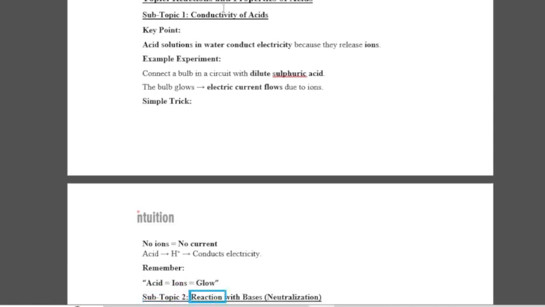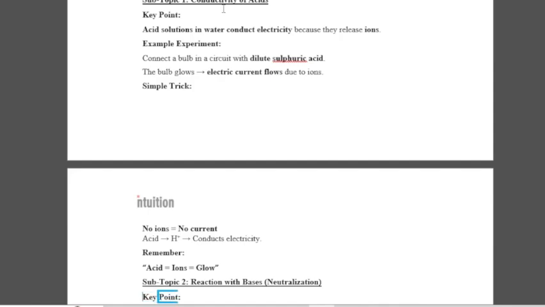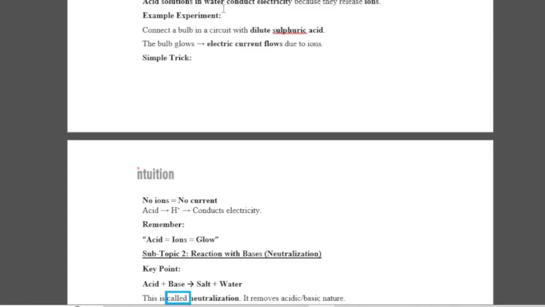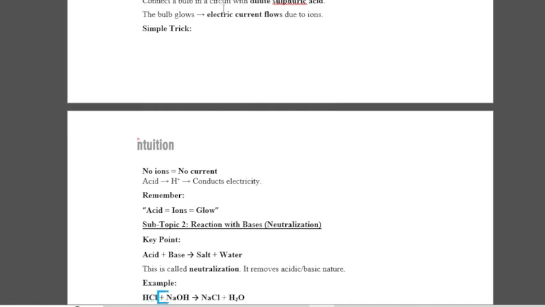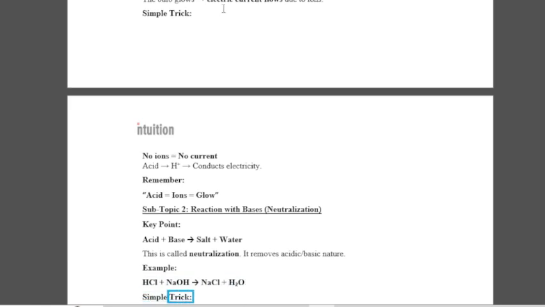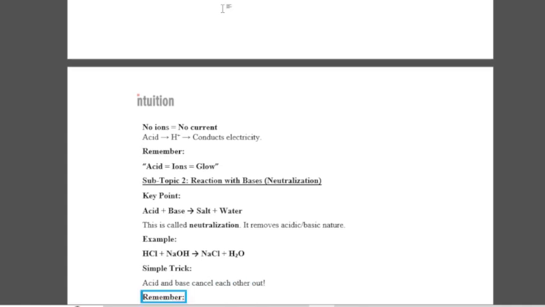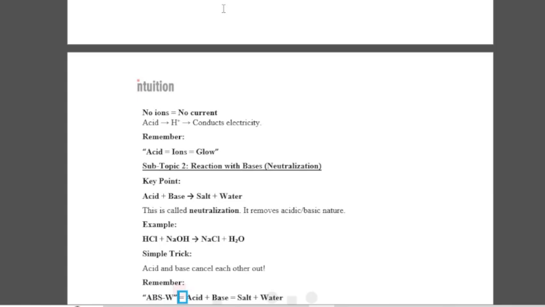Subtopic 2: Reaction with bases. Neutralization. Key point: acid plus base gives salt plus water. This is called neutralization. It removes the acidic and basic nature. Example: HCl plus NaOH gives NaCl plus H2O. Simple trick: acid and base cancel each other out. Remember, ABSW: acid plus base is salt plus water.